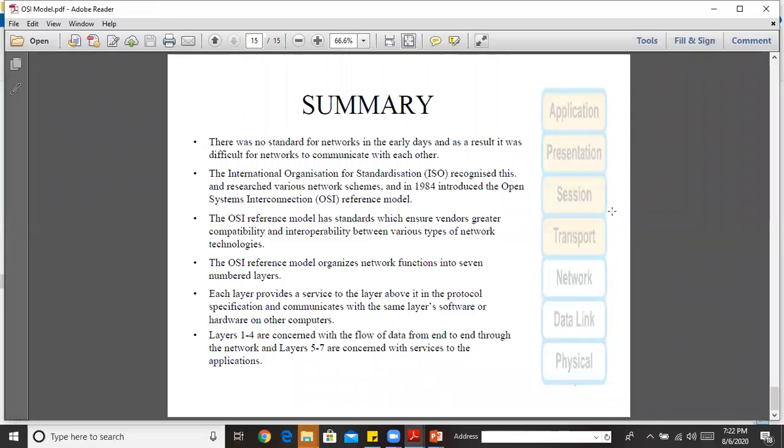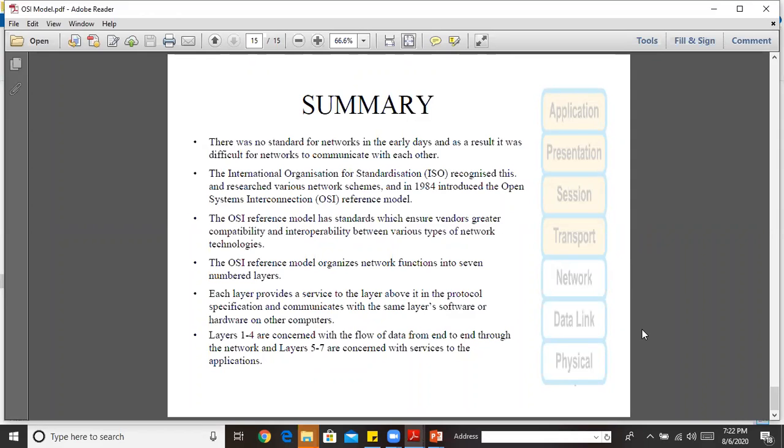Okay. So each layer provides a service to the layer above it, meaning that layer 1, the physical layer, will provide services for layer 2, which is the data link layer. The data link layer provides services for the network layer. The network layer provides services for the transport layer. The transport layer provides services for the session layer. Session provides for presentation. Presentation for application. That's how it is.